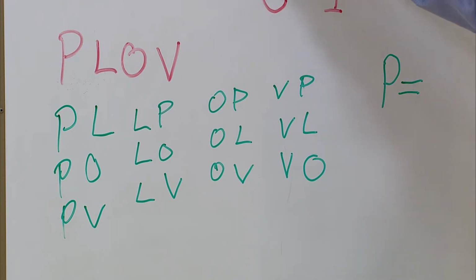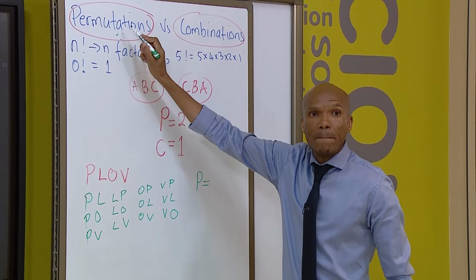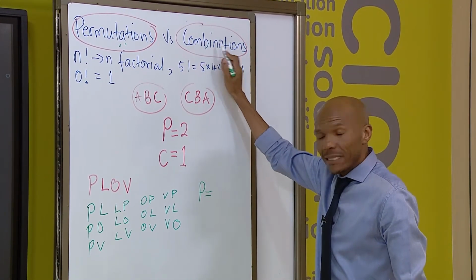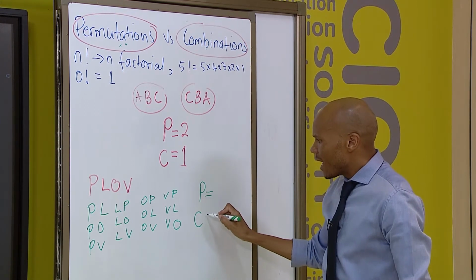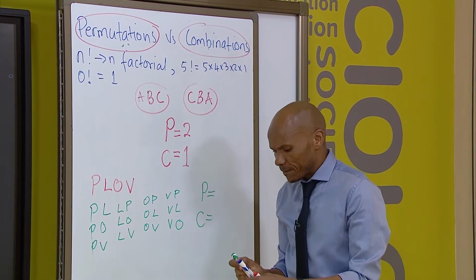And here we said the order does matter. The order matters. And here the order does not matter. So let's go to combination. How many combinations are we having? Okay, let's look at that.